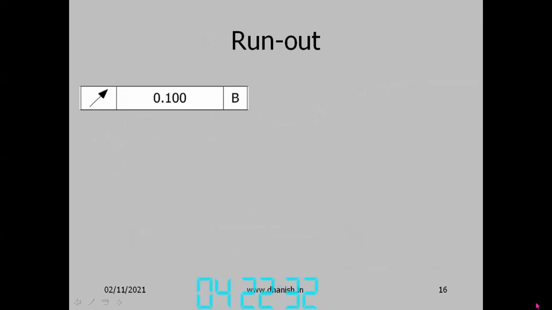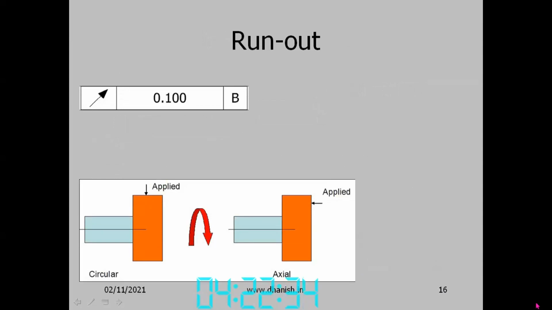Okay, so finally we come to runout. Runout again is of two types: radial runout and axial runout, circular or axial. The symbol is a single arrow, and then we have two arrows for total runout. So this is simple runout. In simple runout, again it can be either perpendicular to the axis or parallel to the axis. So this is axial runout.